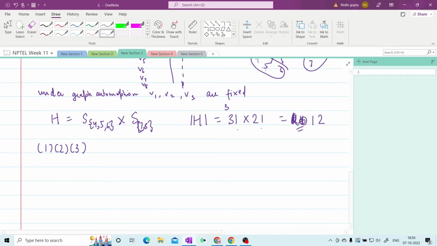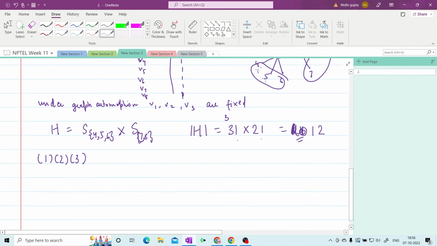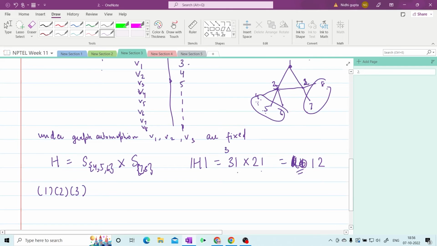So now we want to list down all the automorphisms of H. From our previous discussion, 1, 2, 3 is fixed, but 4, 5, 6 are allowed to permute among themselves, and 7, 8 are allowed to permute themselves. So among 7, 8, we have 2 permutations: either 7 and 8 are fixed, which is the identity permutation on 7, 8, or we are swapping 7, 8.